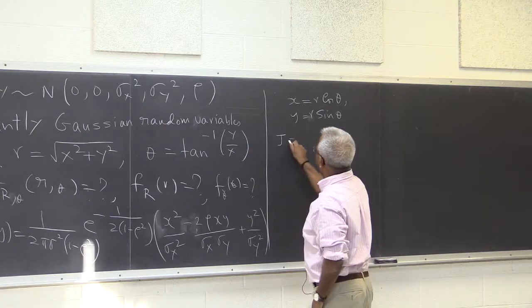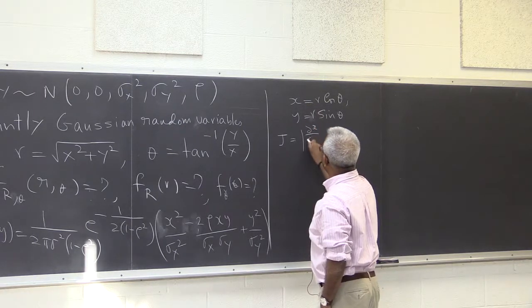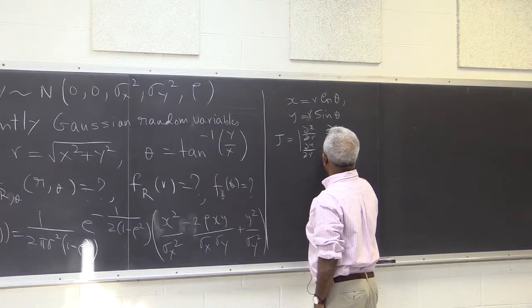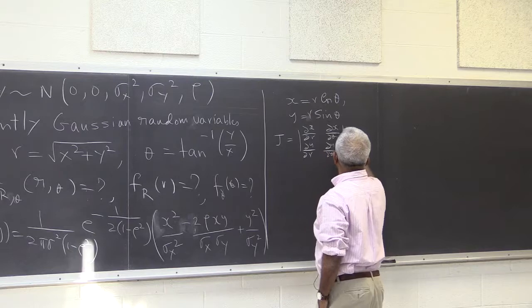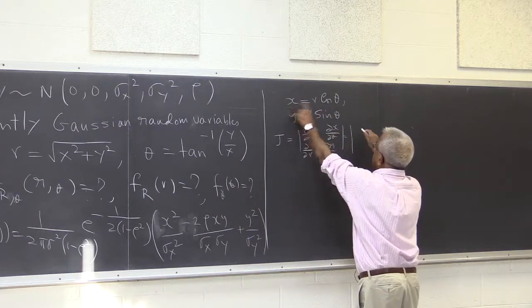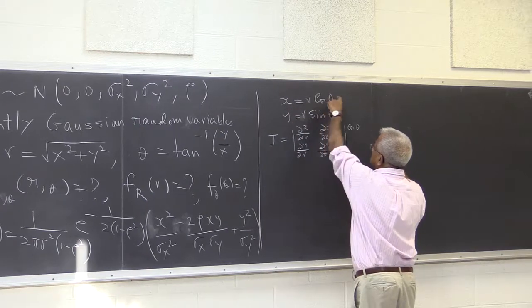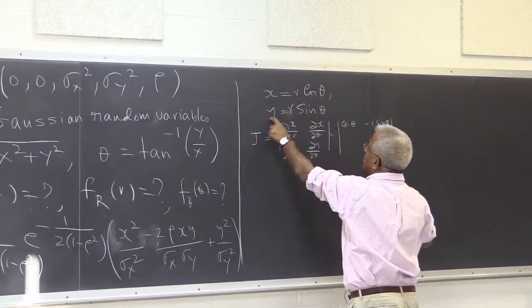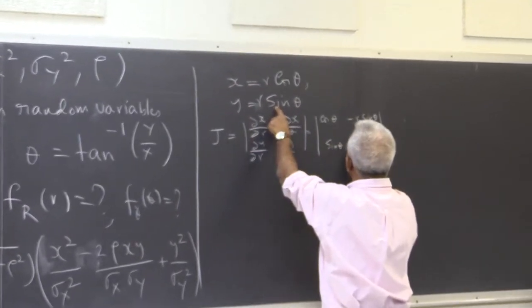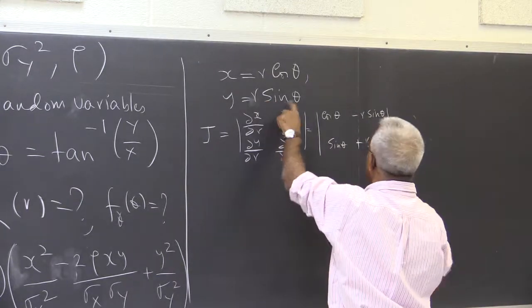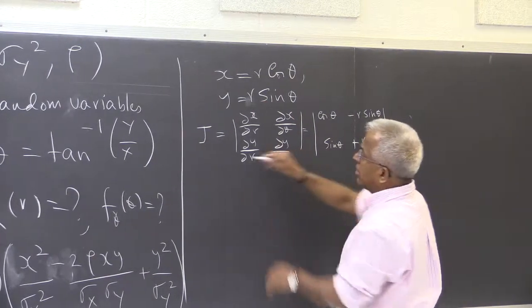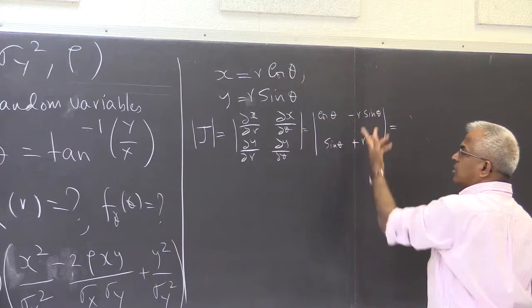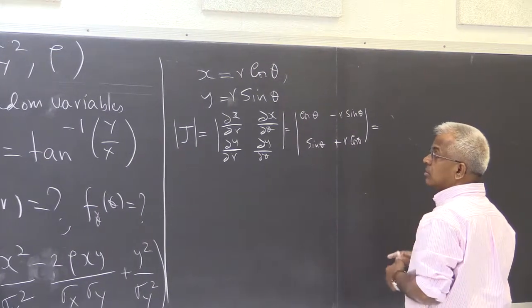So if you look at the Jacobian, the easiest way here is dx over dr, dx d theta, dy dr, dy d theta. So we can just do it here. Dx over dr is cos theta, dx d theta is minus r sin theta, dy dr is sin theta, and dy d theta is r cos theta. So the absolute value of the Jacobian, first of all, the determinant is r cos squared plus r sin squared, which is simply r.